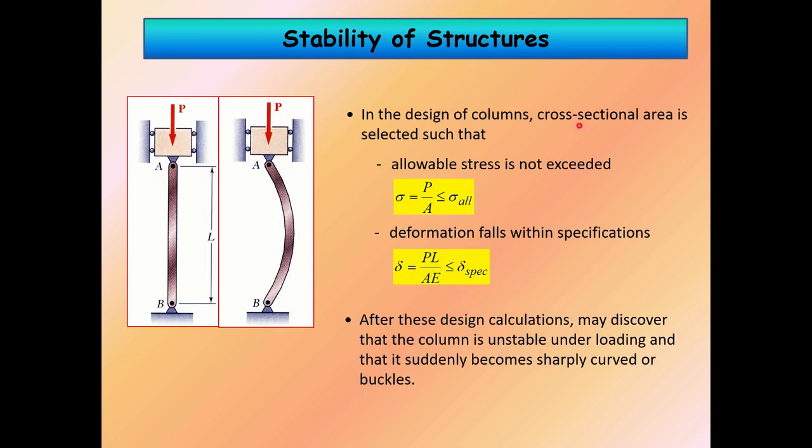In the design of a column, the cross-section area is selected such that the stress, equal to P over A, is below the available stress. The deformation, equal to PL over AE, should not exceed the deformation specification. After this design calculation, we may discover the column is unstable under loading and suddenly becomes sharply curved or buckled. The load is applied at column AB; if P increases, the AB column will buckle.